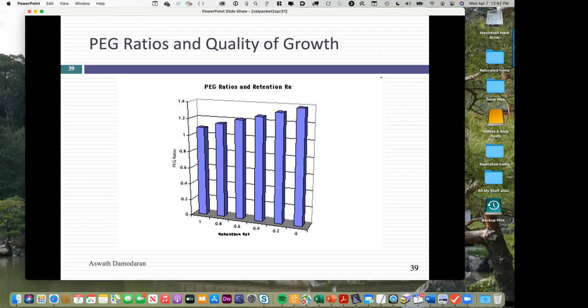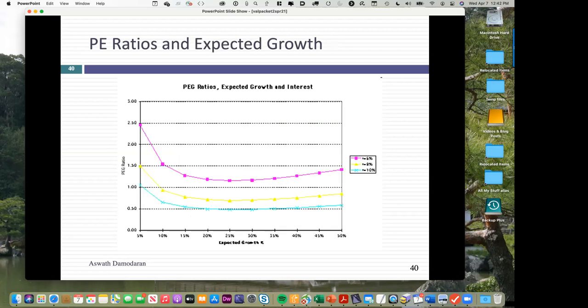But here came the most troubling what if. I changed the growth rate in the next 5 years. And initially, here's what happened. As my growth declined, my PEG ratio got lower.